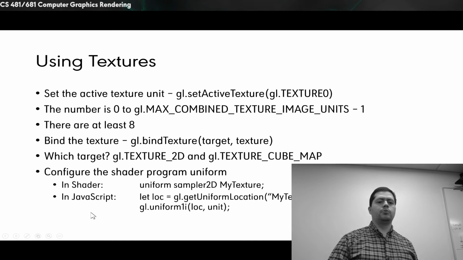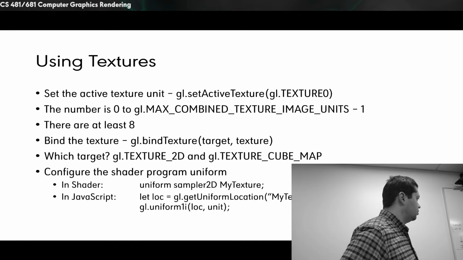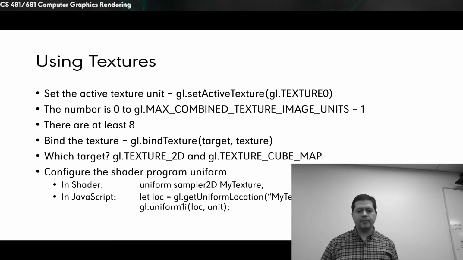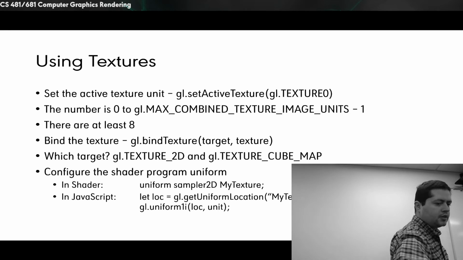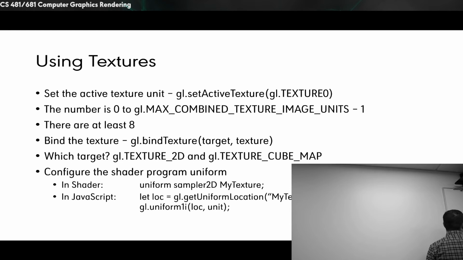Okay, so now we want to use textures. Now we want to use them. So we've created them. Now we want to use them. So first thing we have to think about is the way that the pipeline is set up, we have a vertex shader, we have a fragment shader. Okay, and we know that we can set uniforms. Uniforms are those variables that are constant across those shaders. Okay, but we also have a texture unit.